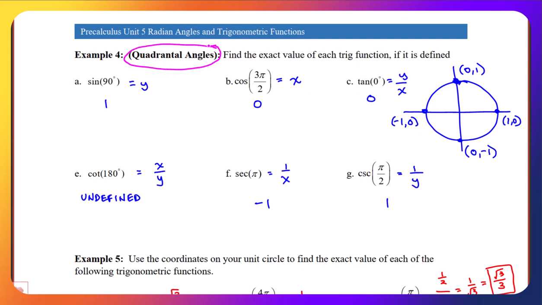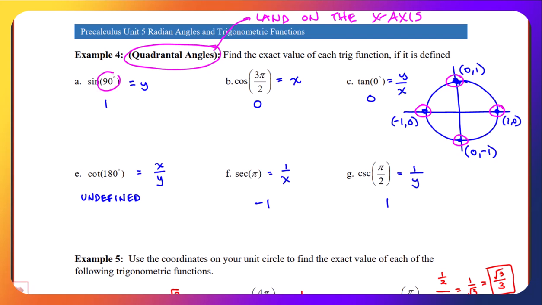Quadrantal angles are angles that land on the x-axis. So that's this one, 90 or pi over 2. This one, 180 or pi. This one, 270 or 3 pi over 2. Or this one, 0 or 2 pi or 360. They land on the x or the y-axis. Okay?